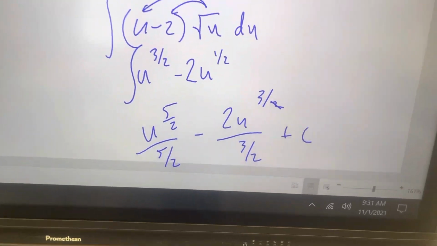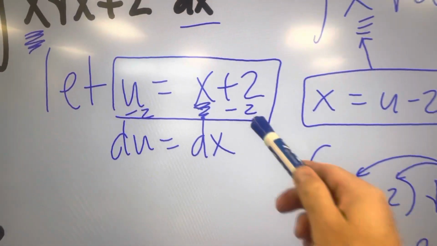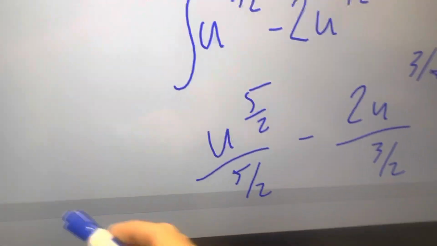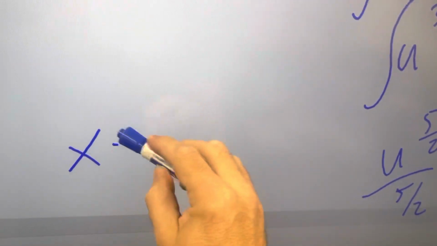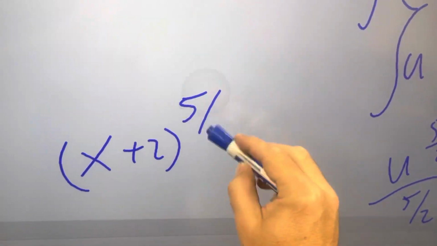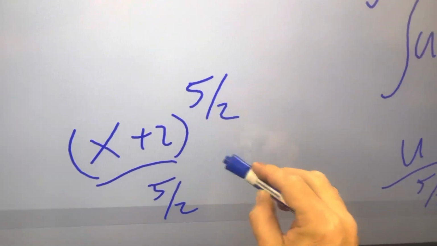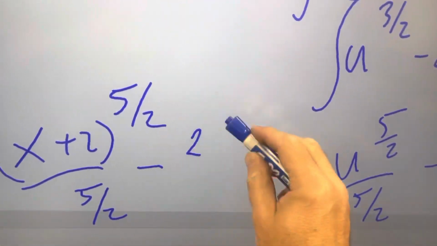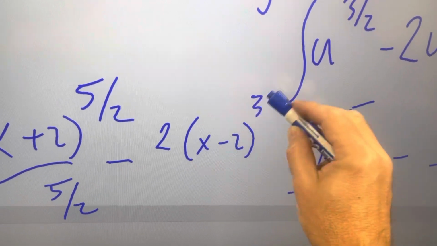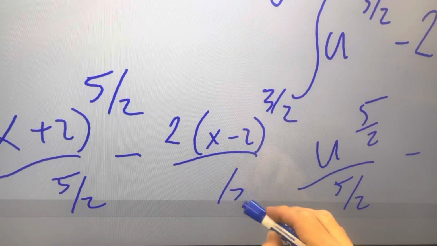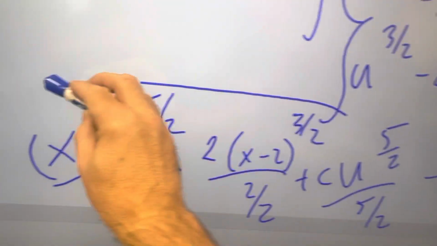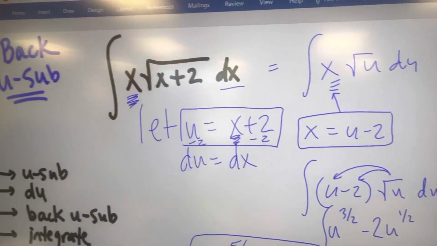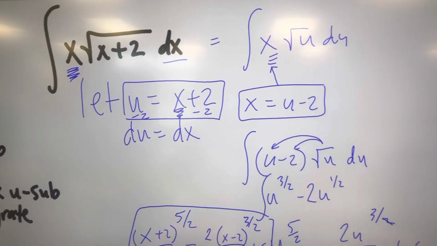I'm not done completely because I've got to put the x's back in. So x plus 2 in this. So let's put it over here. So x plus 2 to the 5/2 over 5/2 minus, that's this one, minus this one now, 2 times x plus 2 to the 3/2 over 3/2 plus a constant. So that's our back U substitution right there, and I wish you some good luck.